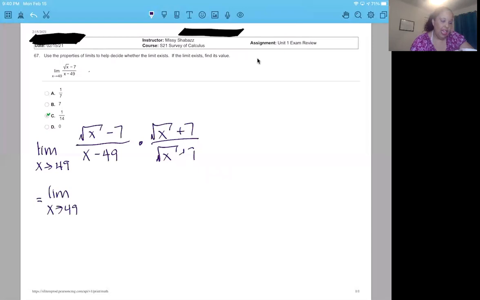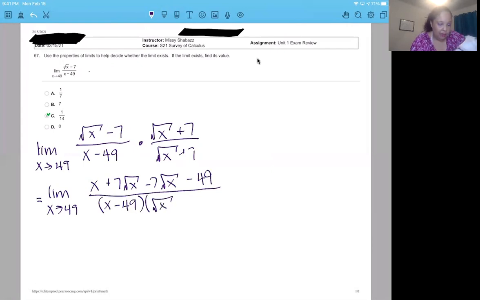All right, square root of x times square root of x gives me x. Outer is going to be 7 square root of x. Inner, negative 7 square root of x. And last, negative 49. Over x minus 49 times square root of x plus 7. All right, add like terms. And I get an x minus 49 over x minus 49 times the square root of x plus 7.